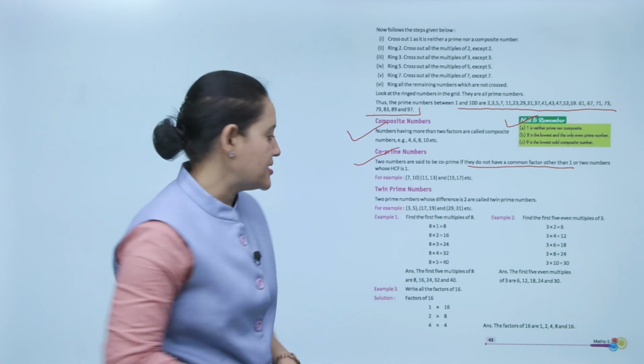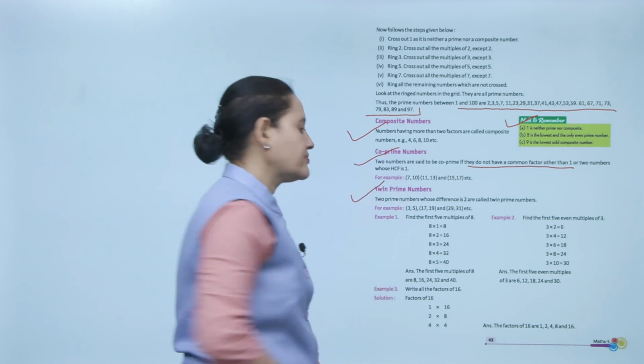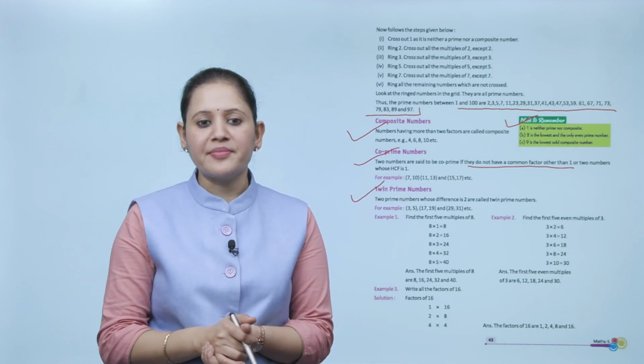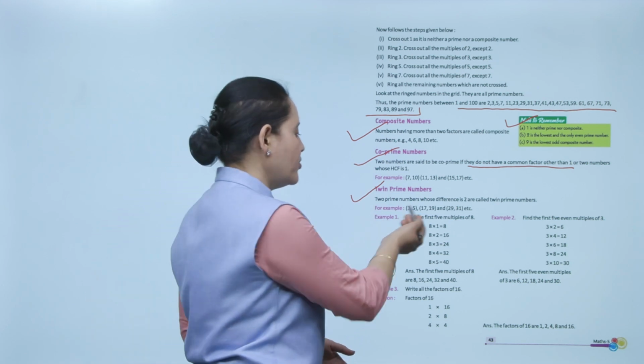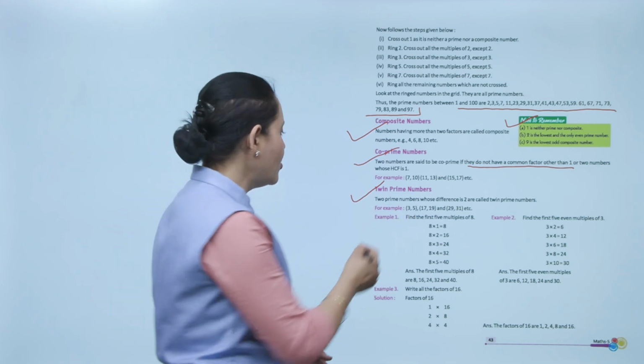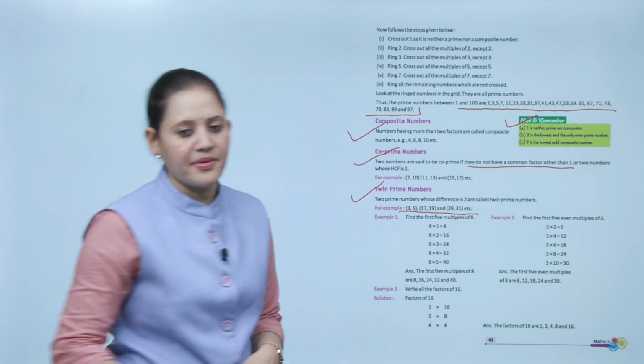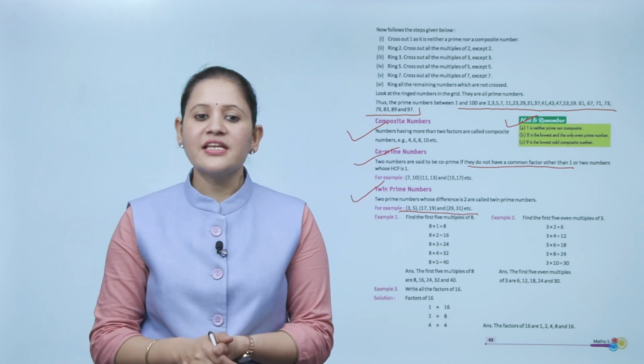Next is twin prime numbers. Two prime numbers whose difference is 2 are called twin prime numbers, like 3 and 5, both are prime numbers and the difference is 2. So all these numbers are twin prime numbers. Clear? Next, we'll take an example.